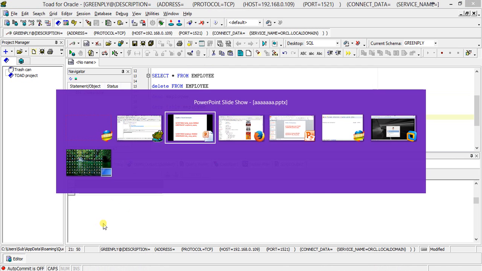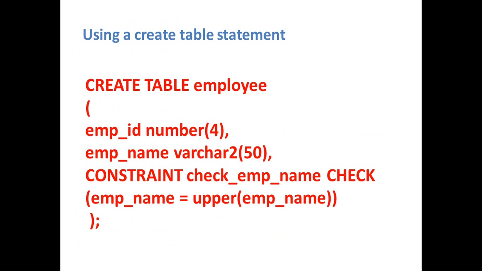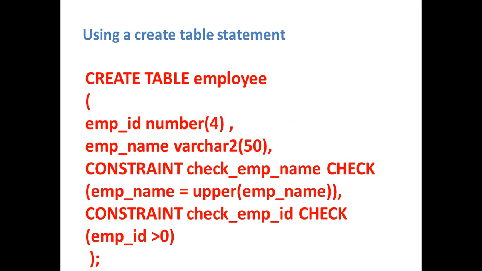Let us again check from the beginning. So using a create table statement, constraint name, check condition. You can also give a column name, then check. You can put the condition there beside it, and you can add multiple constraints within a table for different columns, depending on the condition.